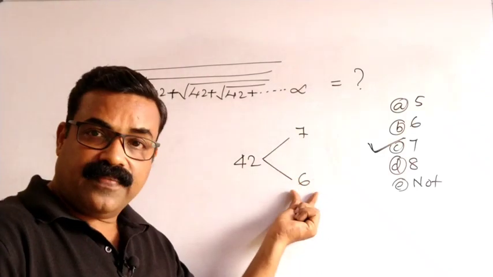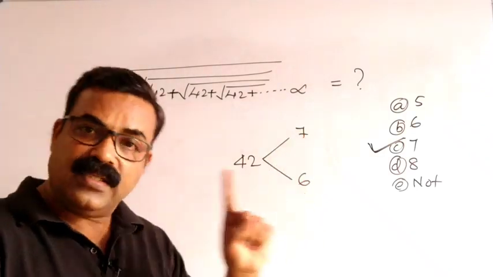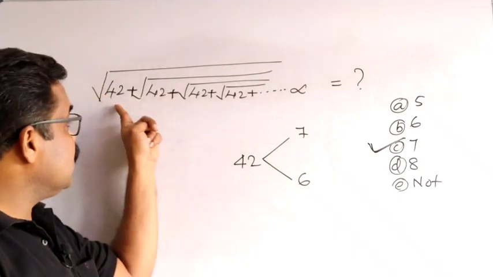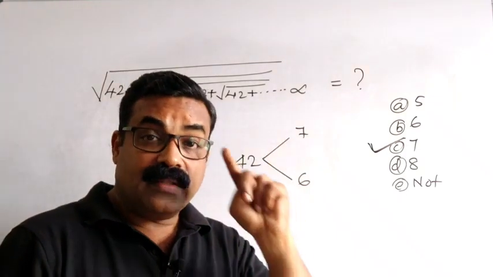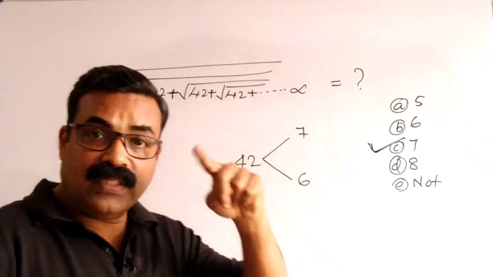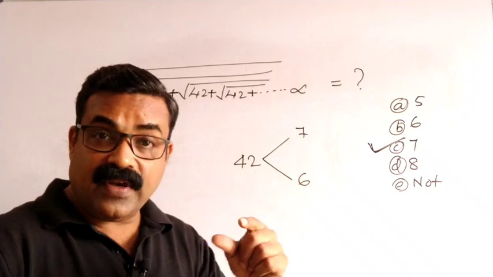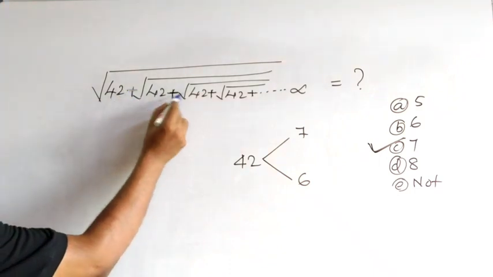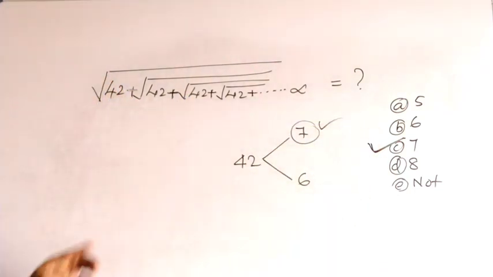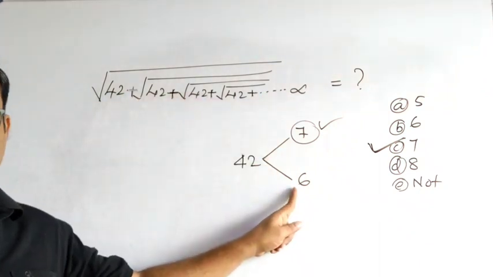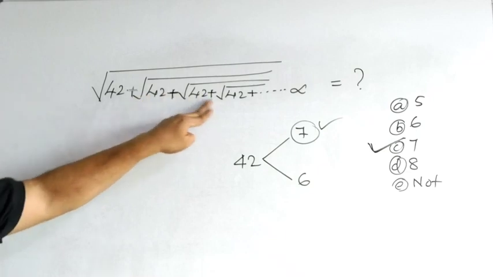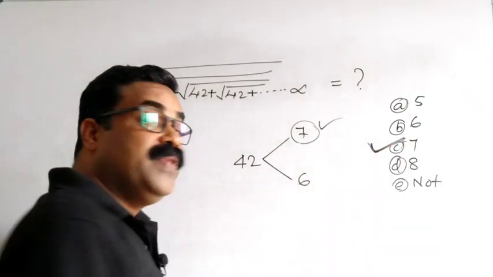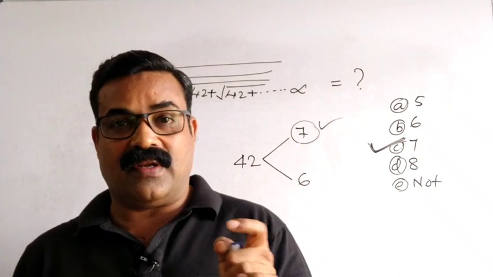So 7 and 6 are the two factors, and the difference between 7 and 6 is 1. So that step is also over. Two steps we have completed. What is the first step? Ensure that the series is up to infinity. And the second step? Take two factors whose difference is 1. And the third step is your answer. If plus sign is given in the question, the bigger number is the answer. If minus sign is given, the smaller number is the answer. Here plus sign is given, so the bigger number will be the answer, and accordingly you can mark 7 as the correct option. Very, very important trick.